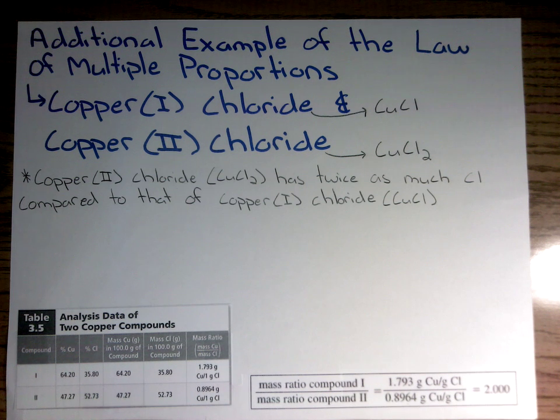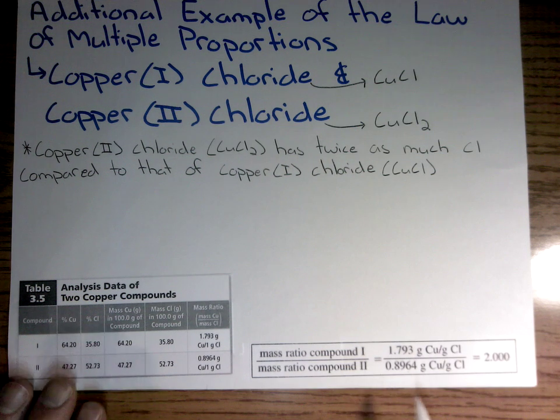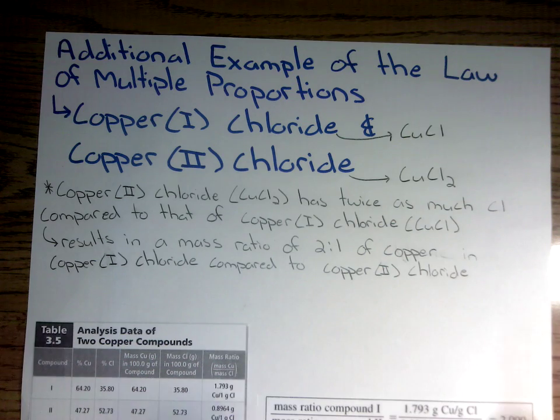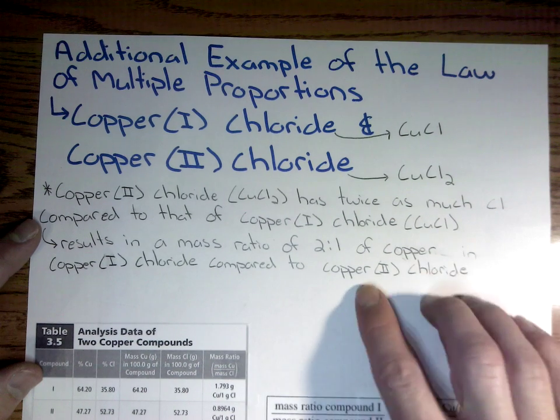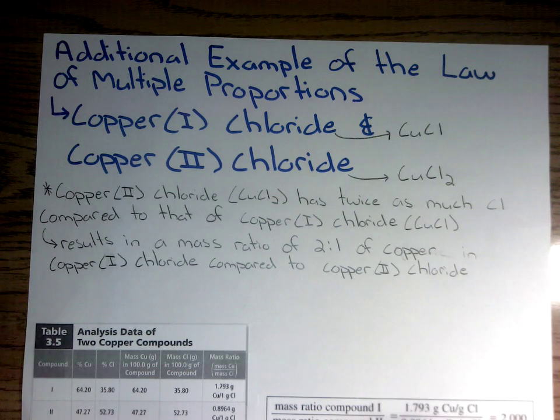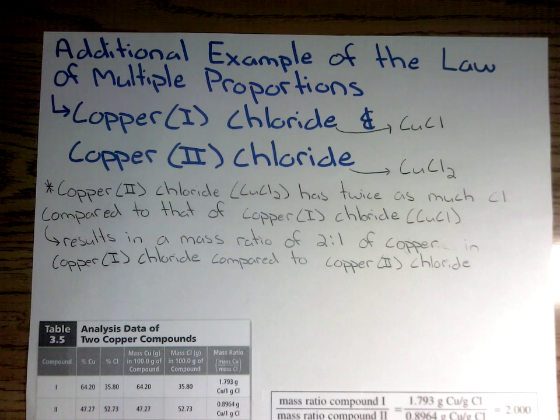So this is why, when we have the mass ratio as shown in these charts in this calculation, the mass ratio of Cl in copper(II) chloride to that in copper(I) chloride is 2 to 1. And again, don't get caught up too much in the math.